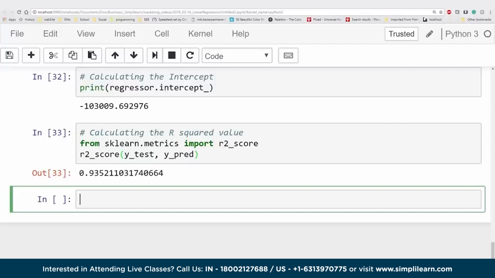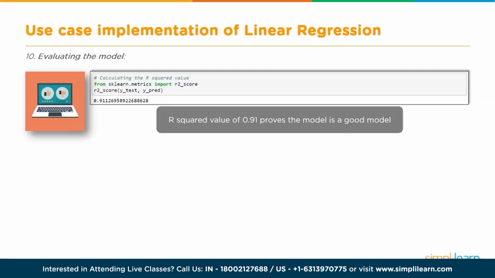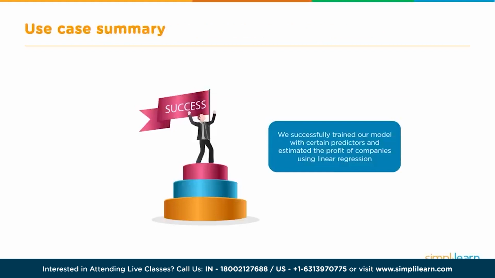But you do want that in the upper 90s, and higher, shows that this is a very valid prediction based on the R2 score. And if the R-squared value is 0.91 or 92 as we got on our model, because remember it does have a random generation involved, this proves the model is a good model, which means success! Yay! We successfully trained our model with certain predictors and estimated the profit of the companies using linear regression.